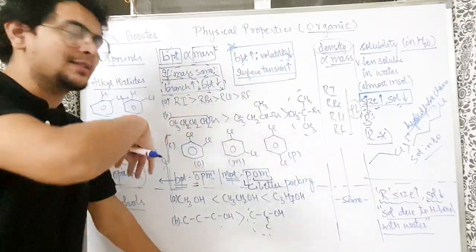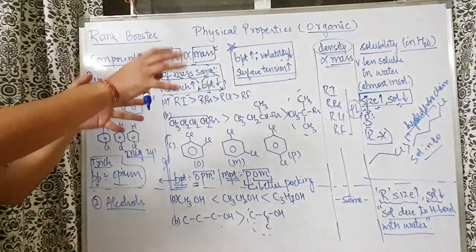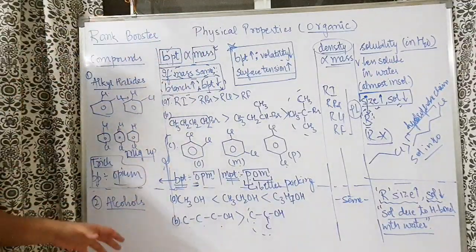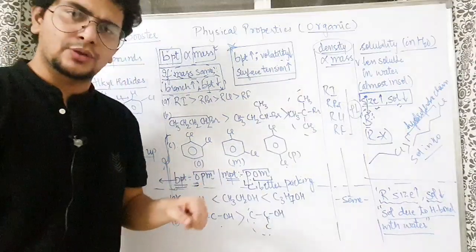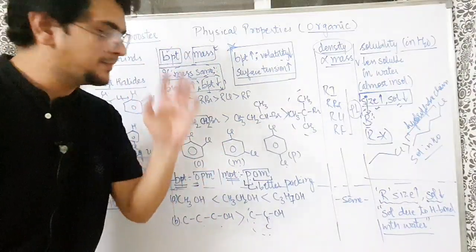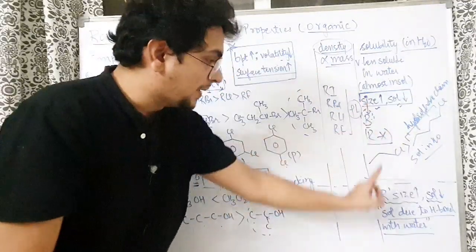Right now I'm comparing horizontally, within the alkyl halide chapter only. At the last I will compare all the chapters together: alkyl halide with alcohol, with aldehyde, ketone and with nitrogen-containing compounds also, specifically what is needed in NEET and JEE. Carrying on, so R size more, solubility less. I think this part is clear to us.